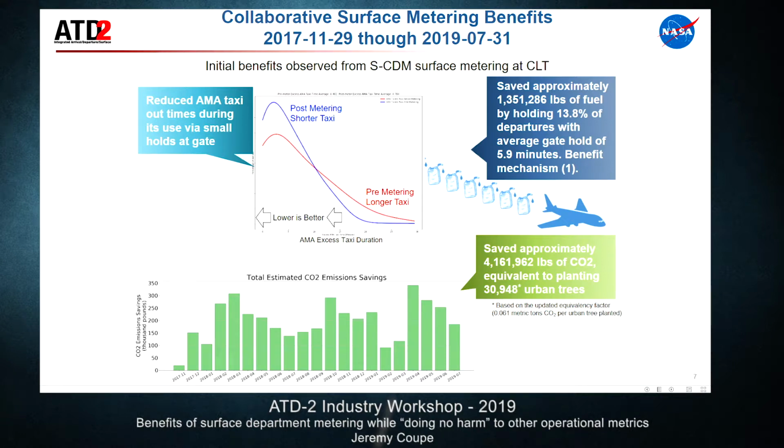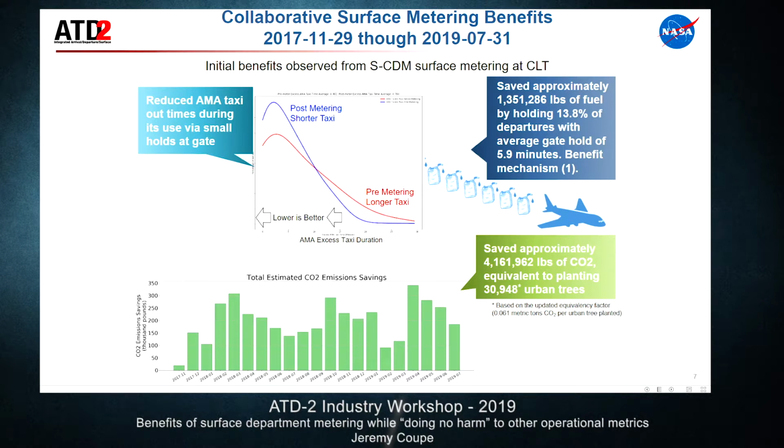So if you're one of these 13.8% of aircraft that are asked to hold at the gate, you're only being asked to hold 5.9 minutes. From that, we are saving 1.35 million pounds of fuel. This fuel savings can be converted into equivalency of CO2, and we estimate that we've saved 4.1 million pounds of CO2. That CO2 is roughly equivalent to planting 31,000 trees.